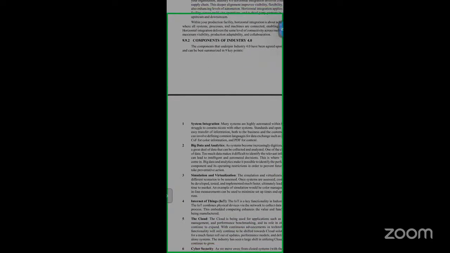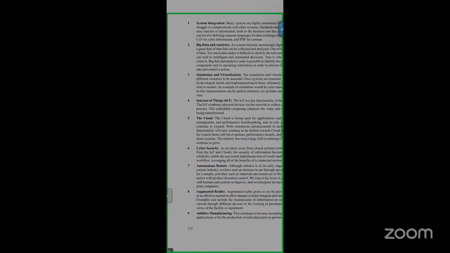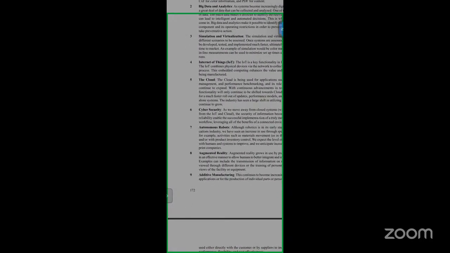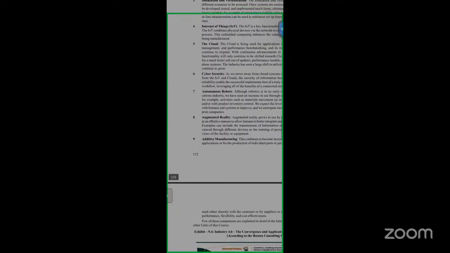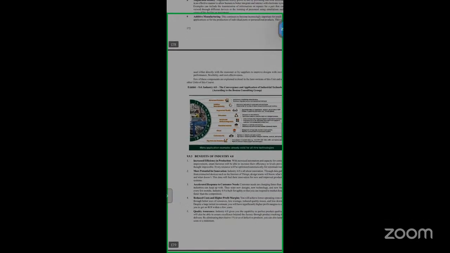The components of Industry 4.0 are system integration, big data and analytics, simulation and virtualization, Internet of Things, the cloud, cybersecurity, autonomous robots, augmented reality, additive manufacturing. And if you just look at the figure or the exhibit, it's the convergence and application of industrial technologies according to the Boston Consulting Group.